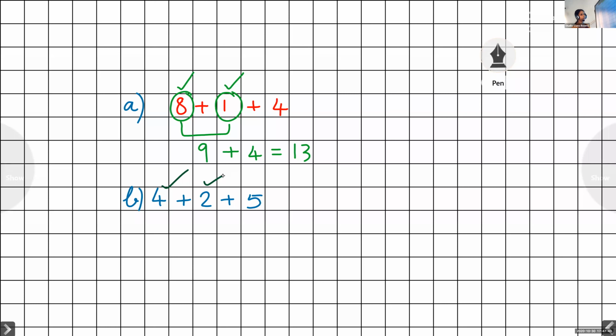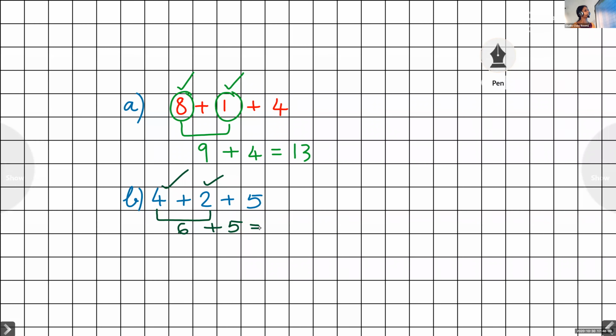Arav, what is the answer, 4 plus 2? 4 in the mind, 2 on the fingers. 6. 4 plus 2 is equal to 6. Let us write the number 6. So we got the sum of the first two numbers. Now let us add the third number. The third number is 5. Now let us add 6 plus 5.